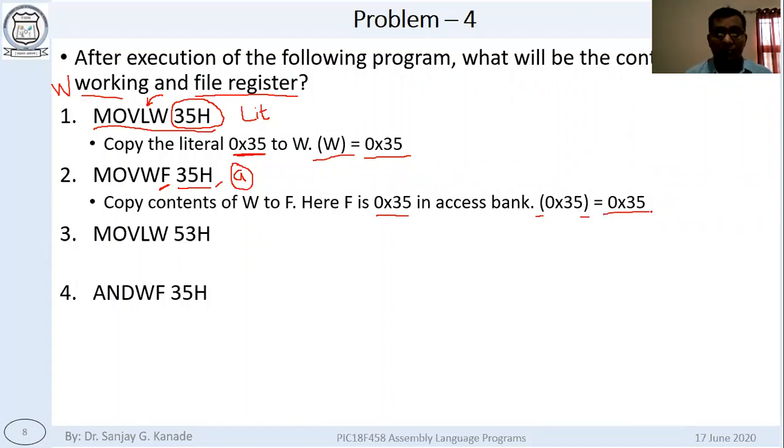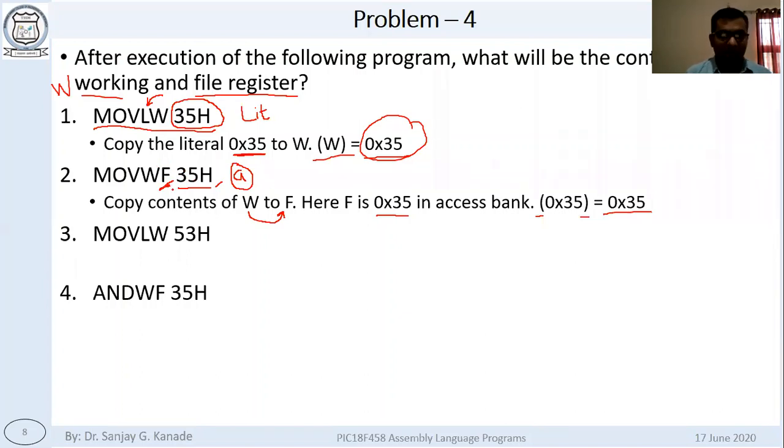Why 35H? Because whatever the contents of W was, it is being copied to F, and the contents of W was 35H because of the first instruction. So after the first instruction, 35H goes into W. After the second instruction, the same value 35H goes into the register 35H. Remember, in this case, 35 here is a file register address.